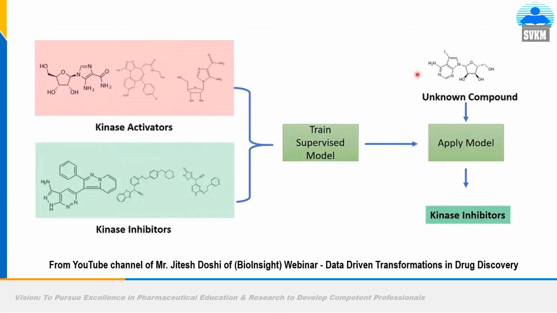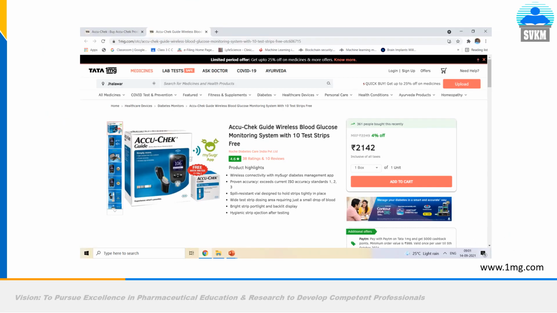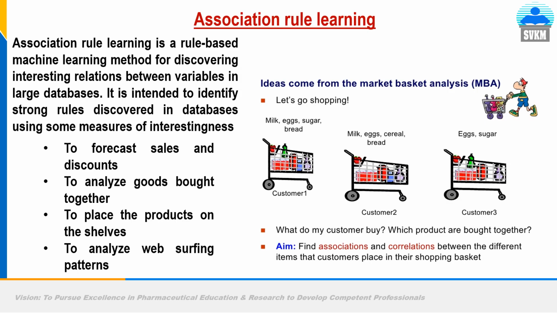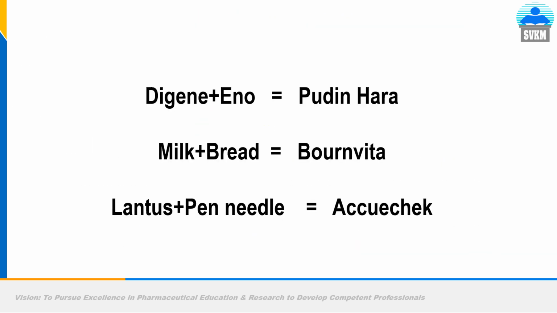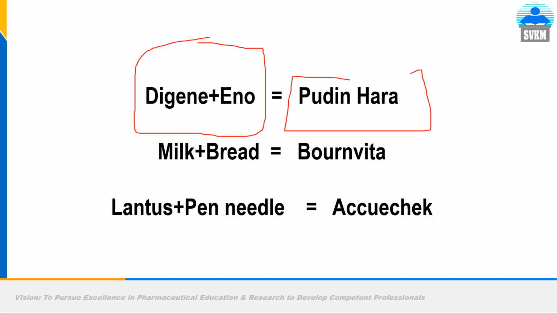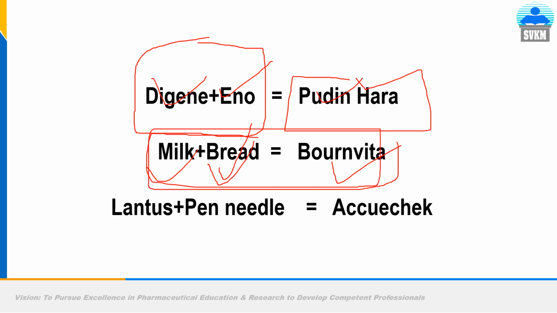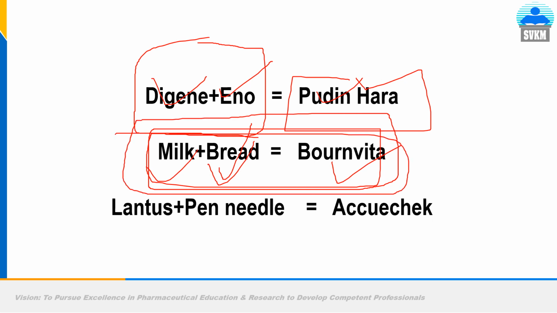The same is true if you talk about drug molecules. As I told you, when you search for diabetes treatment on an online pharmacy, it will suggest examples from a similar category based on the feedback of other people. For example, if you are purchasing Digene and Eno from an online website, then it will suggest Pudinhara, because earlier customers have also purchased these things together. If you are purchasing milk and bread, the system will immediately suggest, do you want Bonita also? This is based on similar categories or use, or on the earlier billing of earlier consumers. This is called the association rule learning type of algorithm.